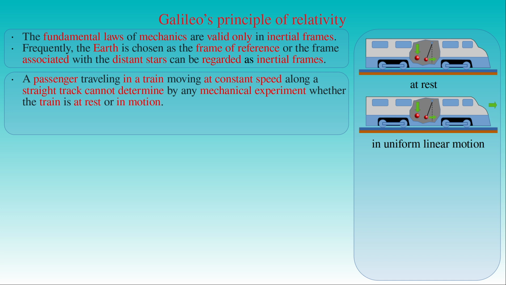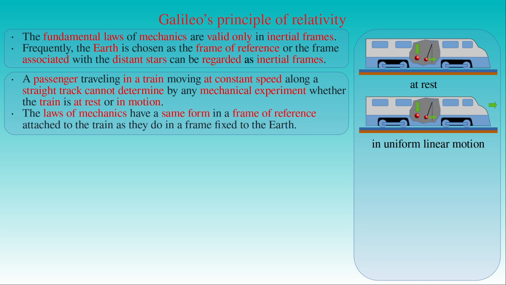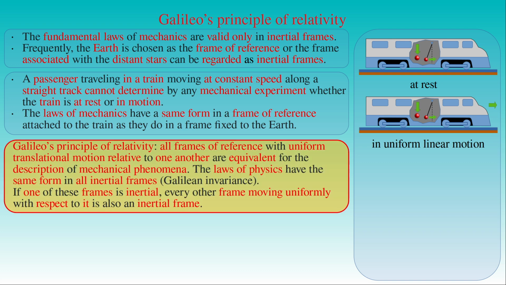As a result, the laws of mechanics have the same form in a frame of reference attached to the train as they do in a frame fixed to the Earth. This observation leads to Galileo's principle of relativity, which states that all reference frames moving with uniform translational motion relative to one another are equivalent for the description of mechanical phenomena.